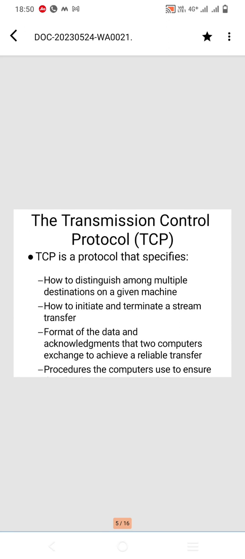So now let us see what is meant by TCP. It is used to distinguish among multiple destinations on a given machine, and to initiate and terminate the stream transfer. It is also used to format the data and acknowledgements the two computers exchange in order to have a reliable transfer, and it gives the procedures the computers use to ensure the data arrives correctly.